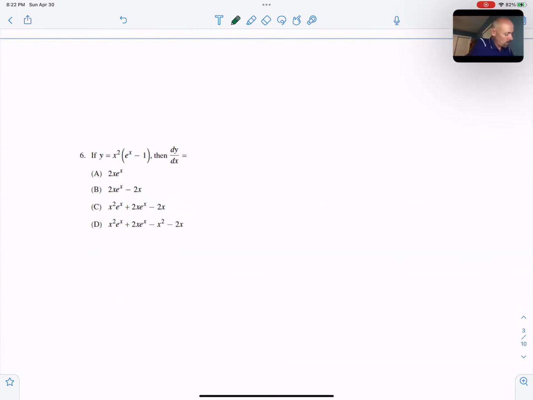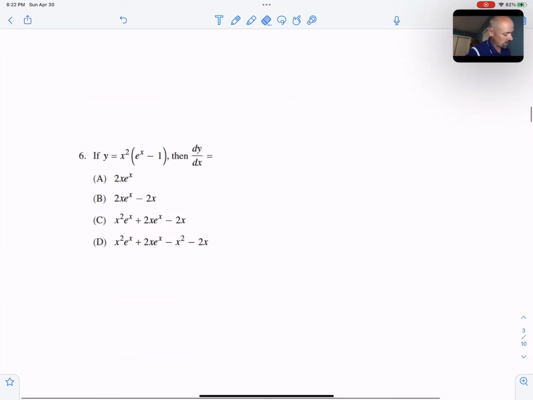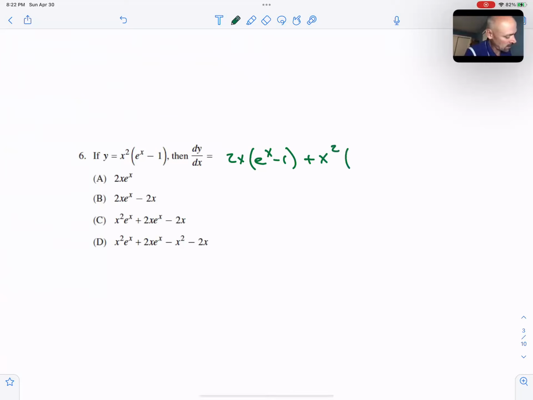So we're given y is equal to x squared times the quantity e to the x minus 1. And we want to find dy dx. Okay, so we're going to take d dx of both sides. So we're going to get dy dx, and we're going to have to use product rule. So product rule, we're going to have 2x times e to the x minus 1 plus x squared, and then d dx of that is just going to be e to the x.